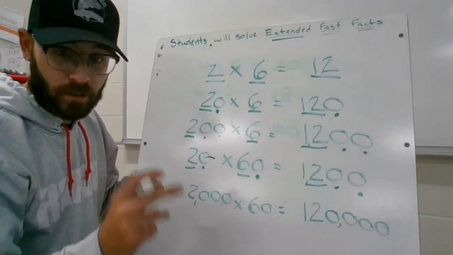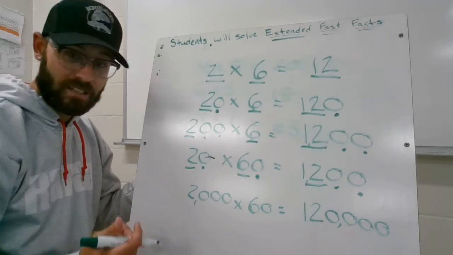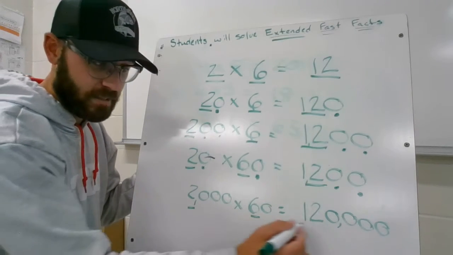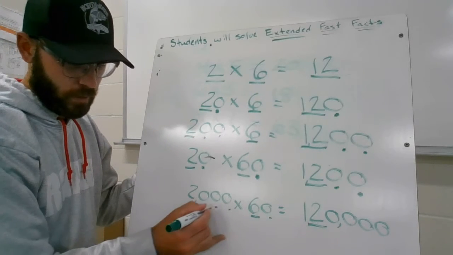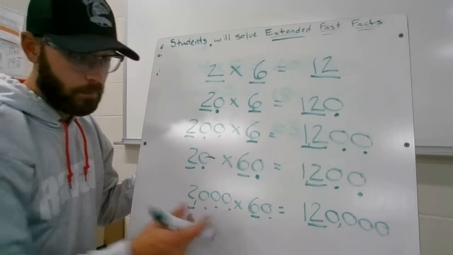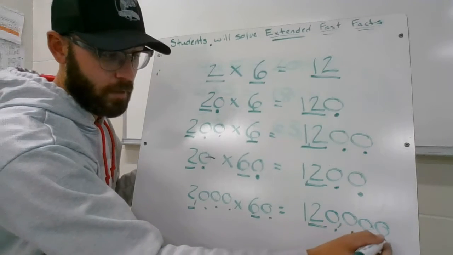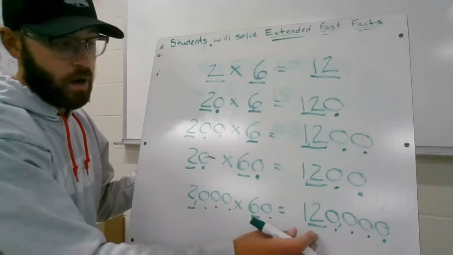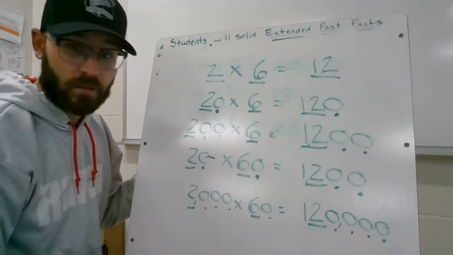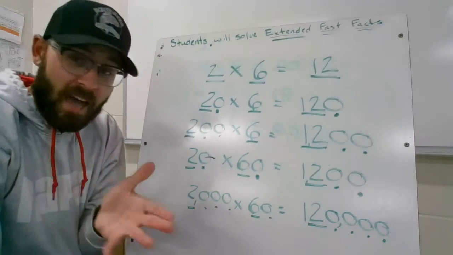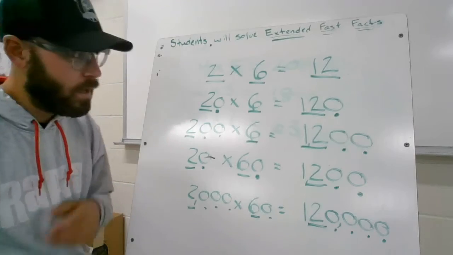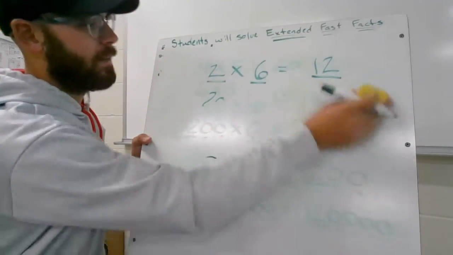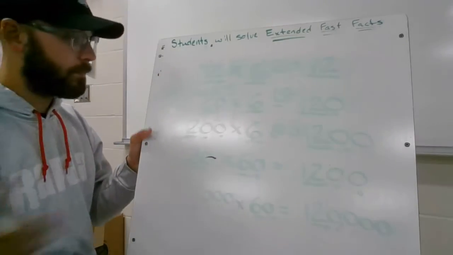Finally, the last one that looks super difficult, 2,000 times 60. 2 times 6 equals 12. Count the zeros. 1, 2, 3, 4 zeros in the problem. There's 1, 2, 3, 4 zeros in the product. 120,000. It's that fast, and it works for every single fast fact, which makes it really, really beneficial for you to know. Let me erase that quick, and I'll show you.